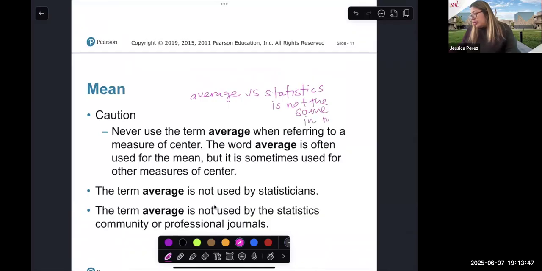In measures of center. So when we're looking at measures of center, we want to focus on the word mean, not average.